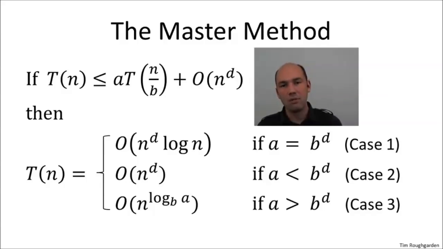Now, in the third case, there remains a mystery to be explained. Our intuition said this should hopefully be proportional to the number of leaves, and instead we've got this funny formula, big O of n to the log base b of a. So in the next video, we'll demystify that connection, as well as supply a formal proof for these assertions.